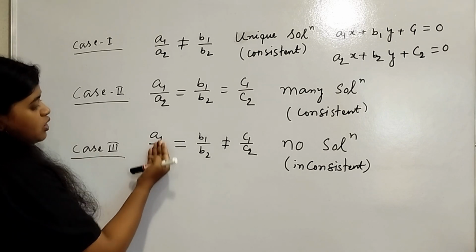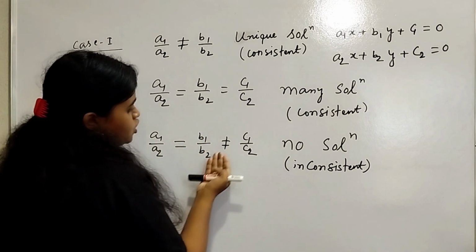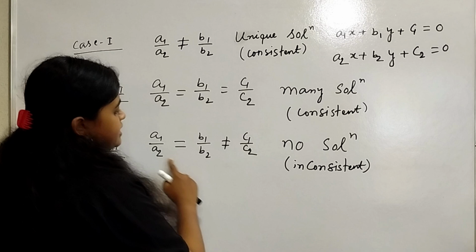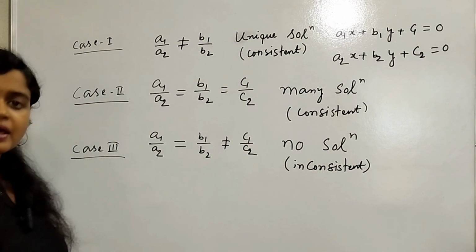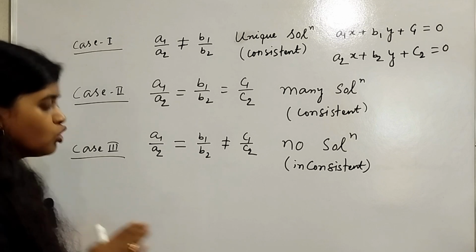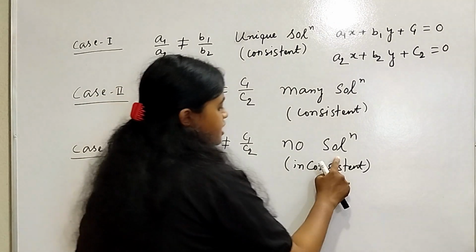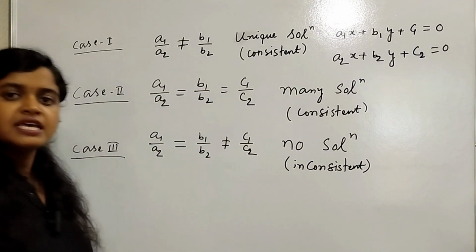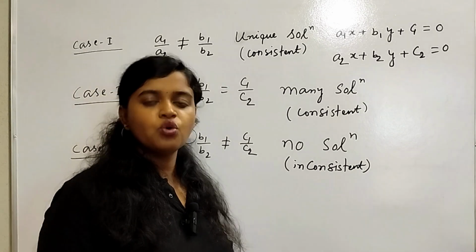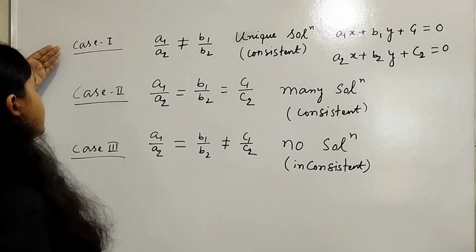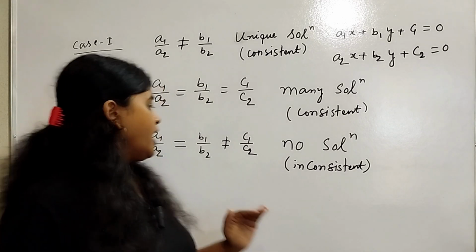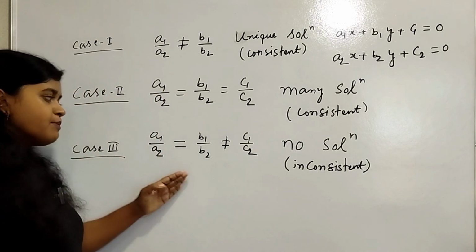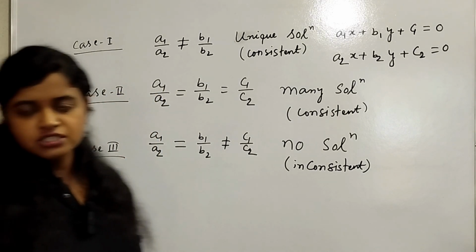Case 3, A1 by A2 equals B1 by B2 not equal to C1 by C2. In this case this pair of linear equations represents parallel lines. That means no solution is there. No solution is there, that means this is an inconsistent solution. So whenever we see case number 1 and case number 2, we will say consistent solution, and if I say case number 3, then this is an inconsistent solution.